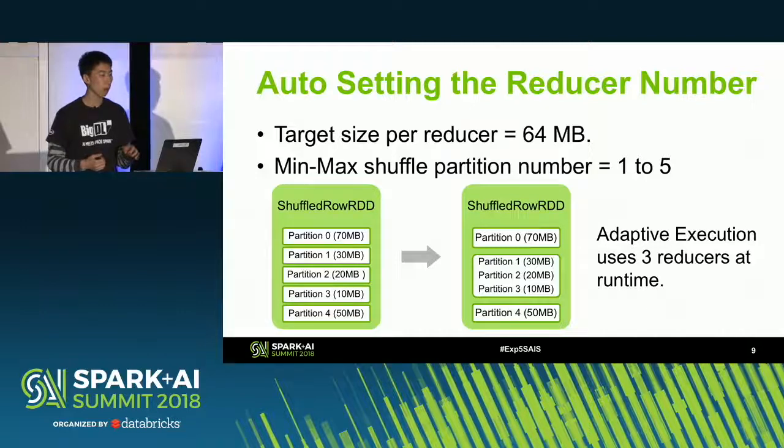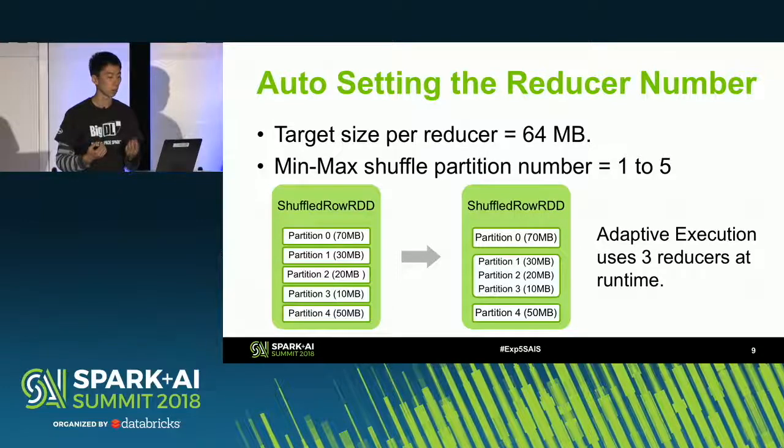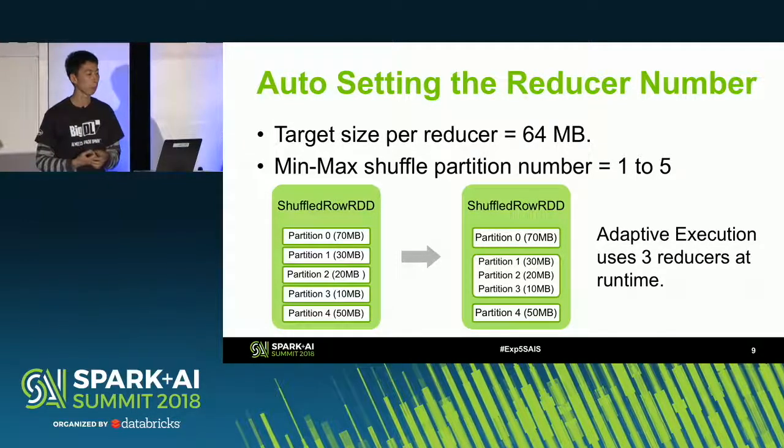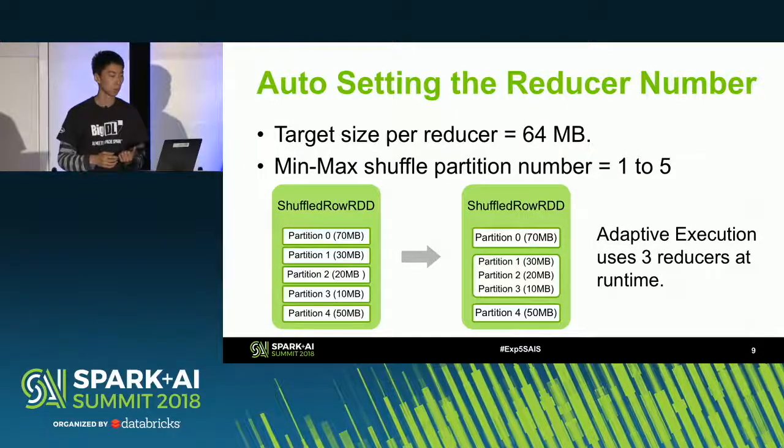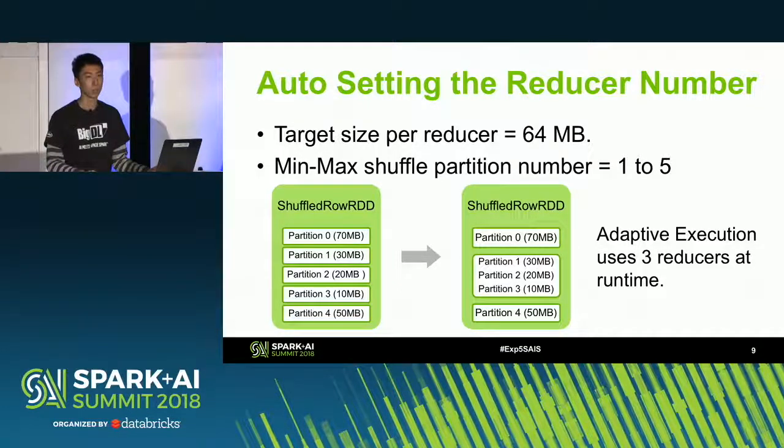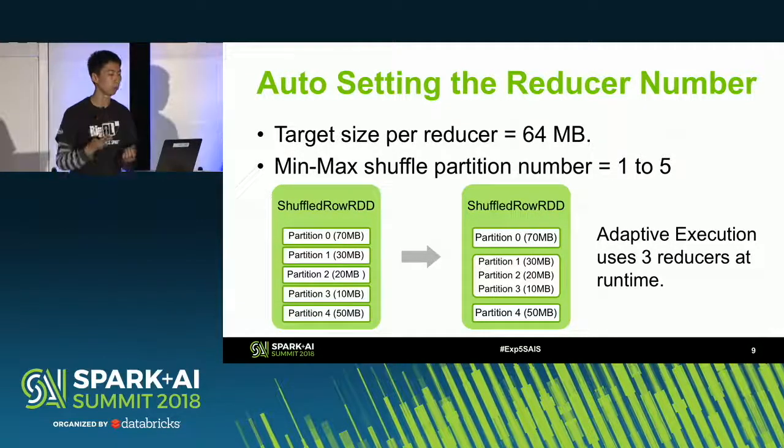At runtime, when we have all of this information, we can check if we can use fewer reducers to process it. In this case, we notice that partitions 1, 2, 3 are small. The total size of these 3 partitions is only 60 megabytes. So we can actually use 1 reducer to process these 3 partitions. So in adaptive execution mode, we can use 3 reducers for that. And if you set the min shuffle partition number to 4, then we will use 4 to make sure of the minimum parallelism.